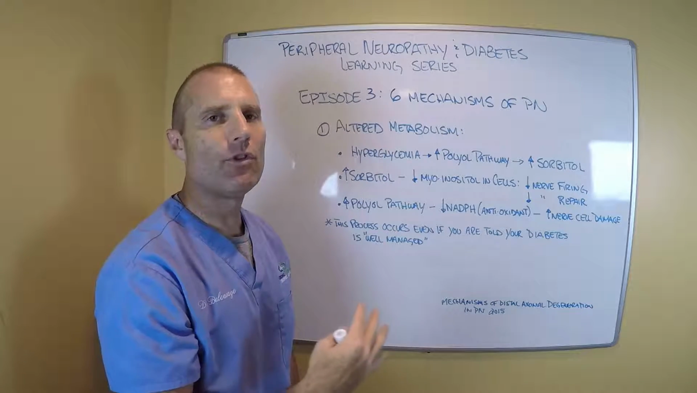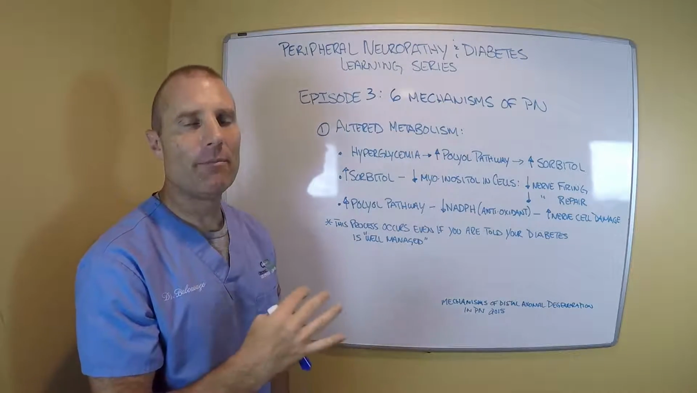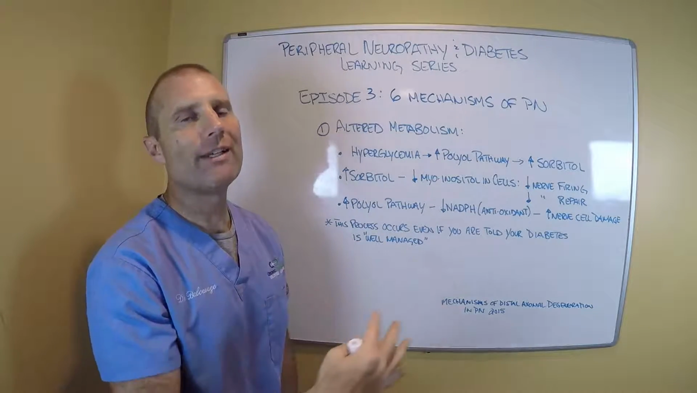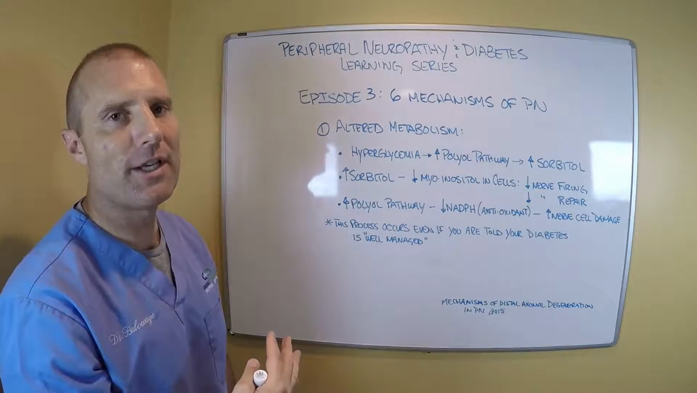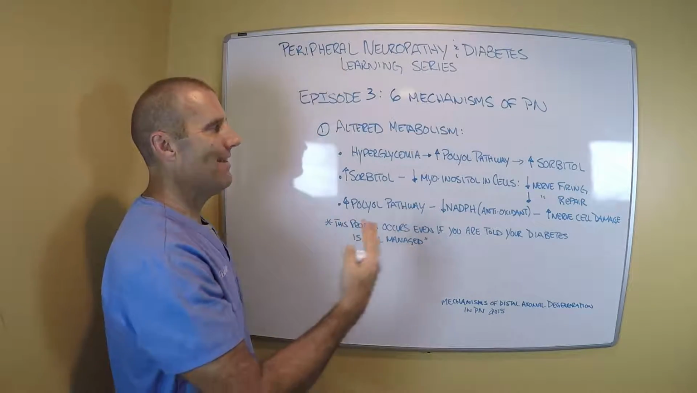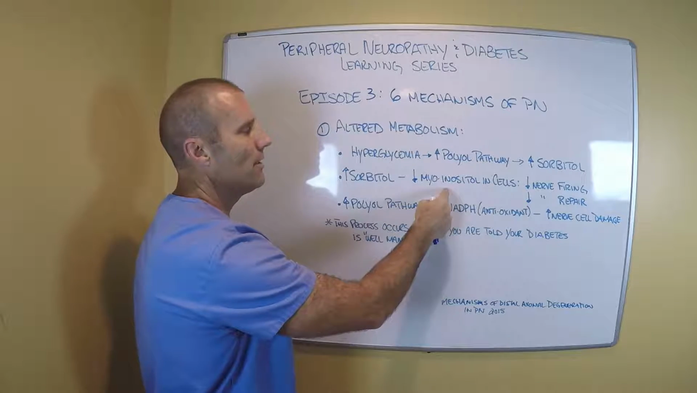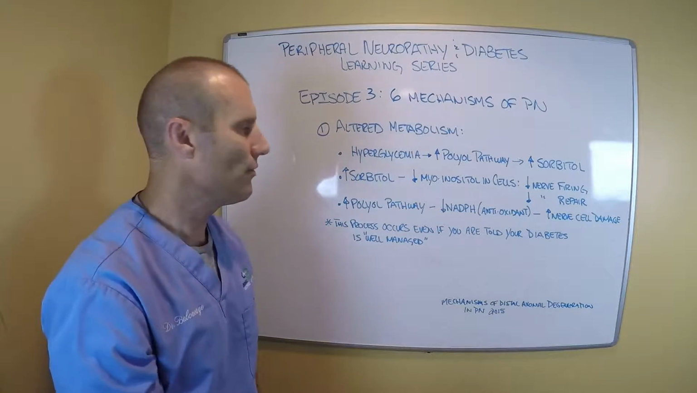So with excessive glucose in your cells, regardless of what your hemoglobin A1C and blood sugar levels are, if you're consuming a lot of sugar, that sugar is going to get into some of the cells, especially endothelial cells, your vascular cells and your nerve cells, and that extra sugar is going to produce alcohol. That alcohol decreases something called myoinositol, decreases nerve firing, decreases repair.